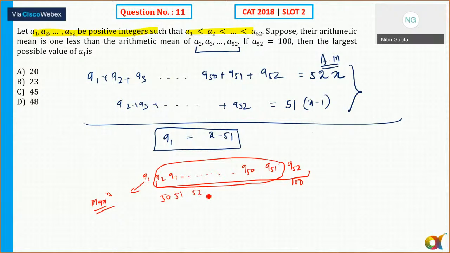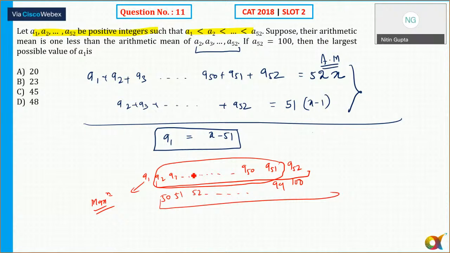Okay, 52 and so on till I can say 99 to 100. These numbers, because we need A1 maximum. So if A1 has to be maximum, then A2, A3 till A51, all of them have to be maximum, and all the numbers are also different. So A52 is 100. So from A2 to A51, I can take all the numbers from 50 to 99.